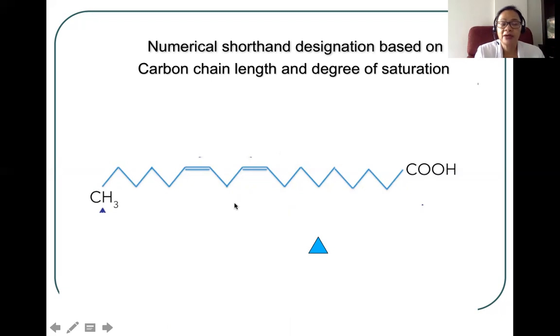As we counted earlier, it's an 18, and it has 2 double bonds, so 18:2. And here, what is the location? So here, 1, 2, 3, 4, 5, 6, 7, 8, 9. So the first double bond is on the 9th carbon, and then the second double bond on the 12th. So it's 18:2, delta 9, 12.